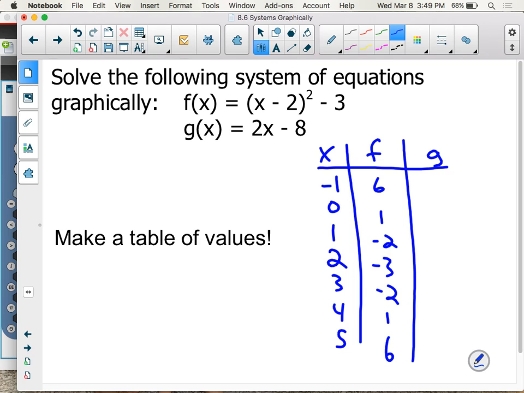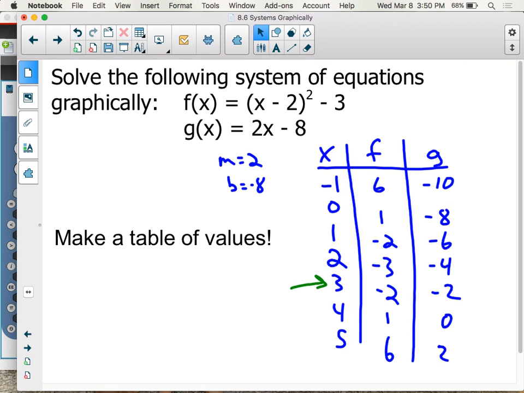And then y equals 2x minus 8. I know that my slope is 2 and my y-intercept is negative 8. Well, that doesn't help me really too much there. Well, yeah, when x equals 0, I get negative 8. So when x equals negative 1, I have negative 10, and then a negative 6, and a negative 4, and a negative 2, and a 0, and a 2. There we go. So can you tell that there's only one solution there? It occurs right here at the point 3, 2.